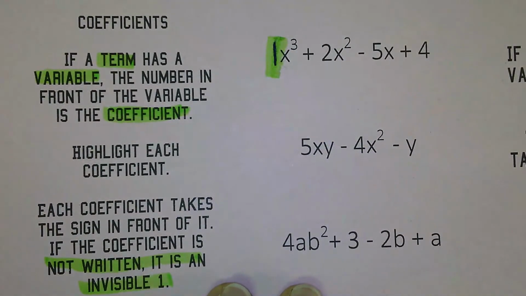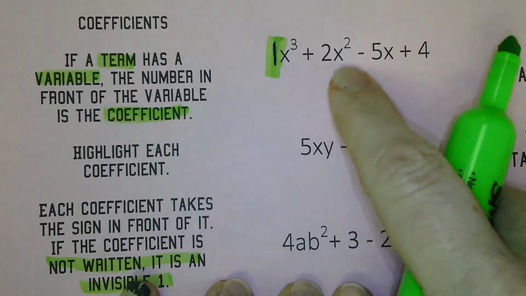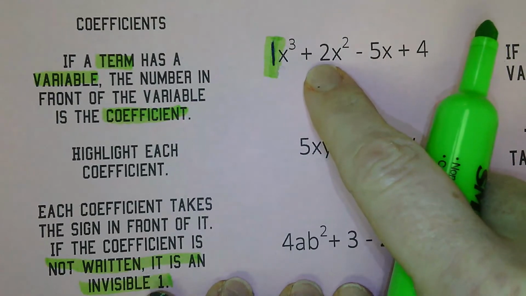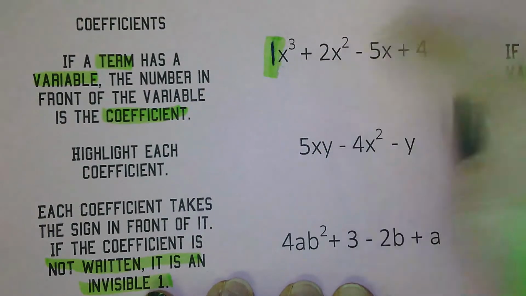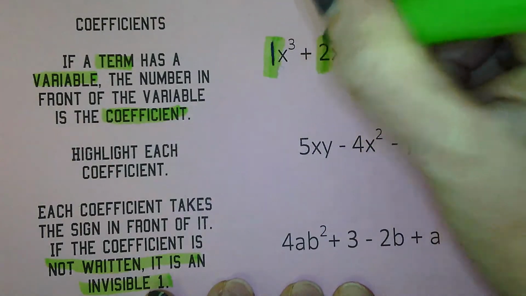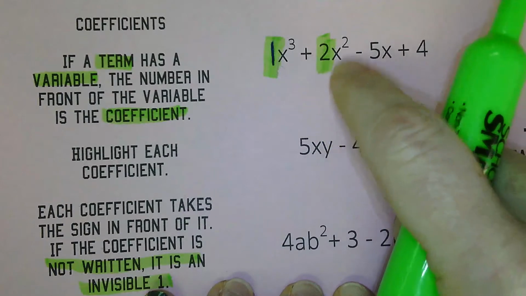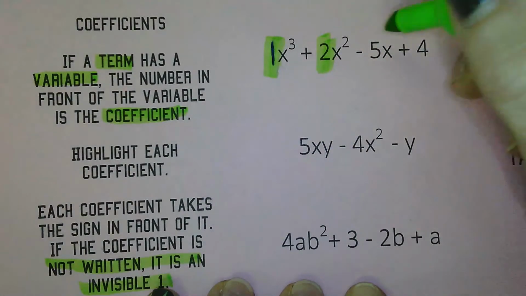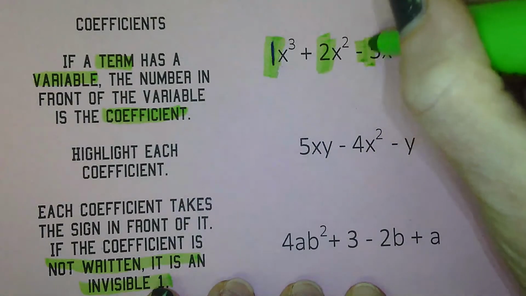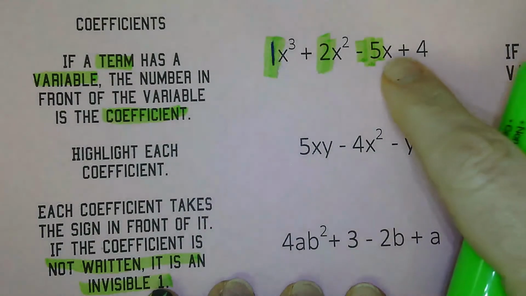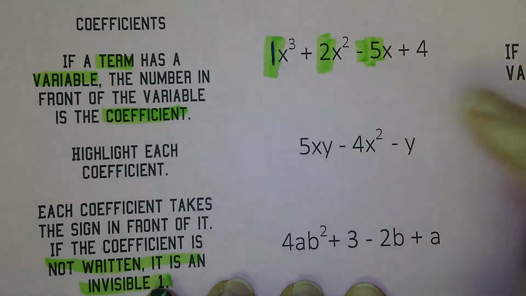There's a 1. My next coefficient, co-pilot, co-captain, is my 2x squared. Here's my variable, so it has a 2 in front of it. So this is like 2 cheeseburgers or 2 tacos. It just tells you how many x squareds to use. The third one is going to be a negative 5 because it's with its co-partner, the x.